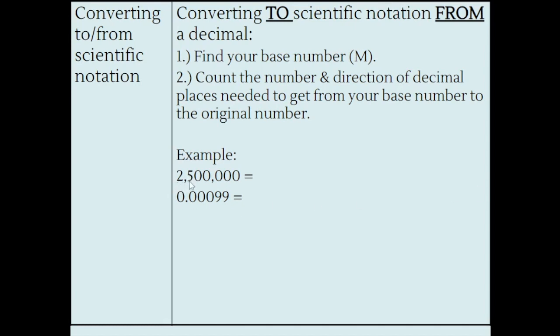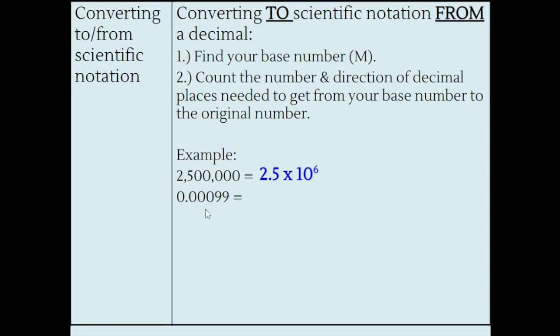We have 2,500,000. So what I want to do is I want to see my decimal right here, and I want to count to the left how many spaces I move. So I go 1, 2, 3, 4, 5, 6. That means that 6 is going to be my n value. And my m value, like we said, is a number 1 through 10. That's going to be 2.5. So I end up with 2.5 times 10 to the 6. Again, this 6 came from me moving my decimal from the end all the way over to the beginning. I want to move my decimal until there's only one digit in front of it.